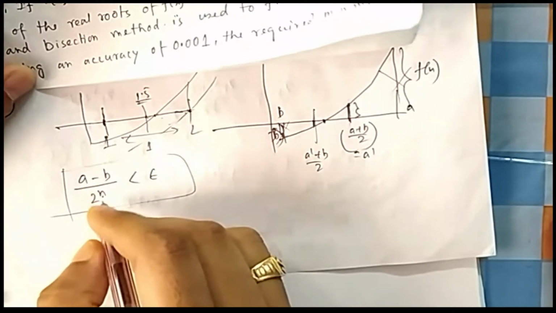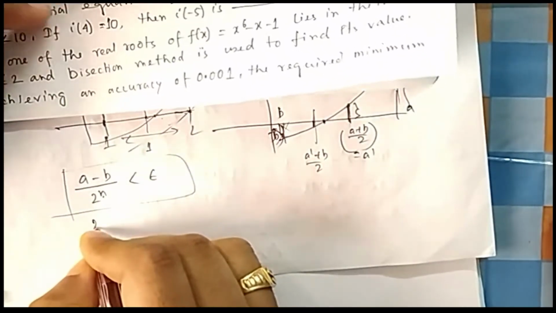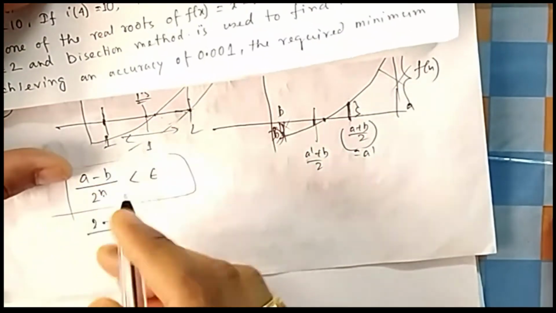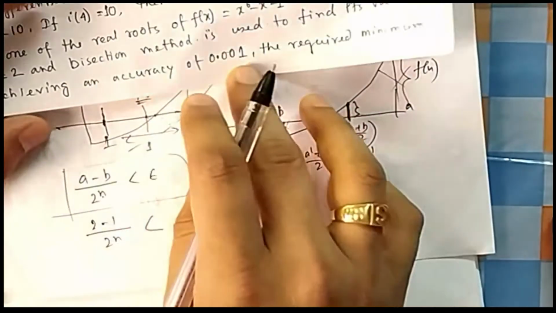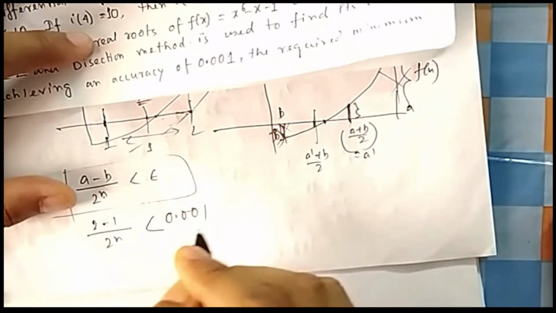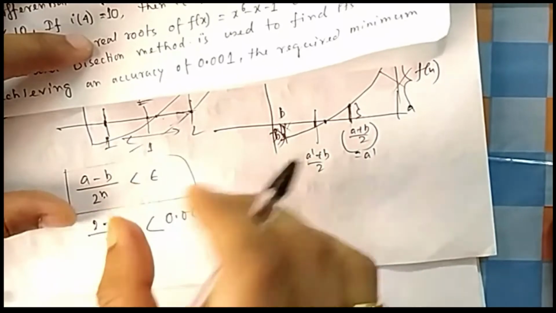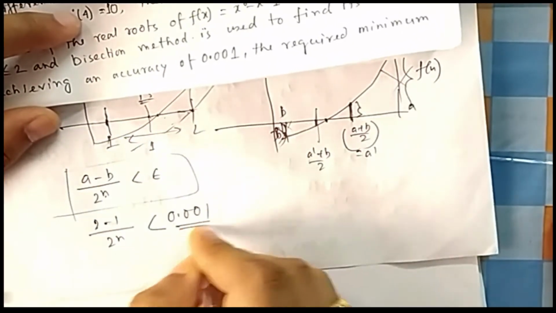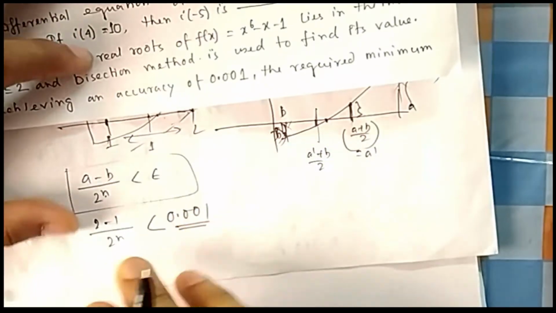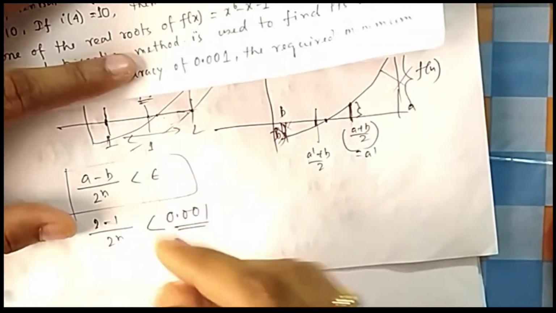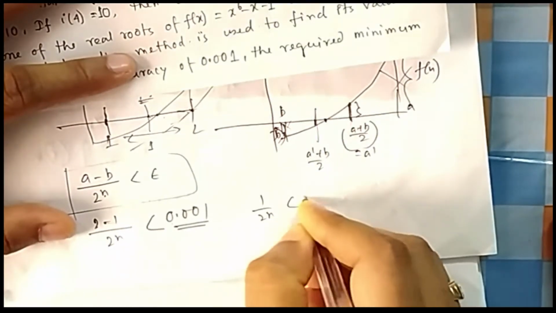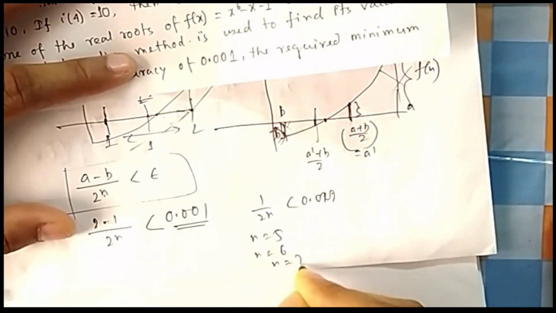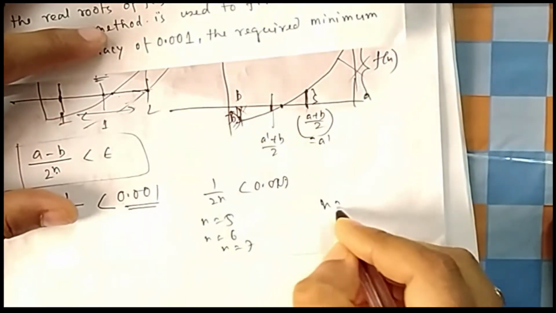Here a is given, 1 and 2, so 2 minus 1, or b minus a, the larger one minus smaller one, divided by 2 to the power n should be less than what is the error they are asking, 0.001. So you have to divide so many times that it becomes so close, so the gap between them should be less than this. That is the answer. You can try with n equal to 5, n equal to 6, and then finally you will get the answer at n equal to 10.